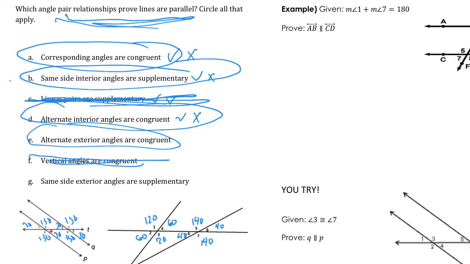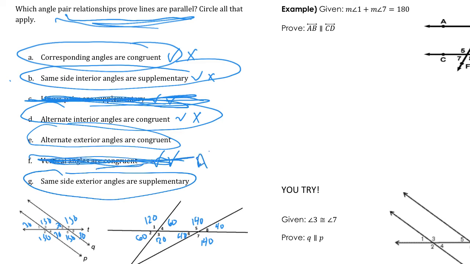This is 30, angle 1 and 30. Vertical angles are equal here, 120 and 120. Ooh, vertical angles are equal there. So it doesn't prove things are parallel because it works for both situations. And same side exterior also prove things are parallel. So the two that don't work are linear pairs and vertical. Those are always true, no matter what. I think I spelled always wrong there.